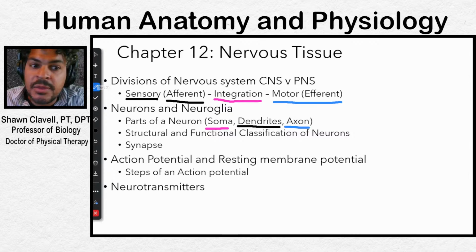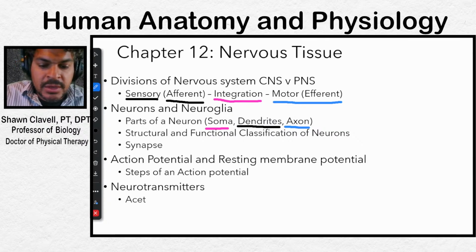And so the major neurotransmitters that we should be familiar with as it relates to the nervous system, and in this chapter are going to be, see if I can't type them up for you. The first one is acetylcholine.